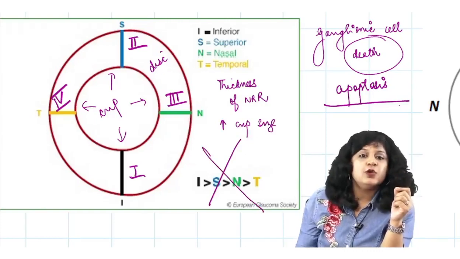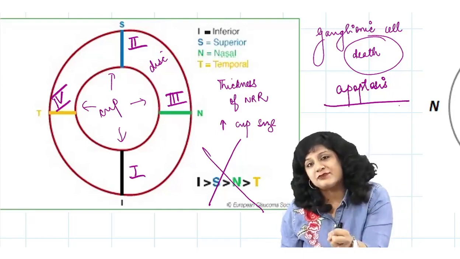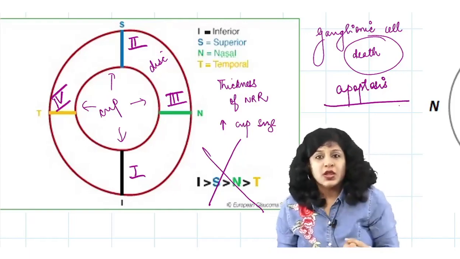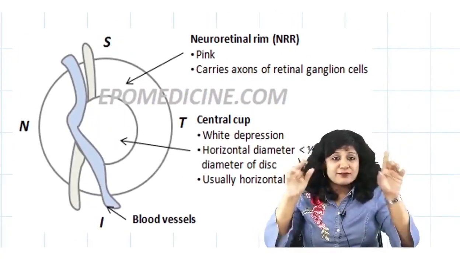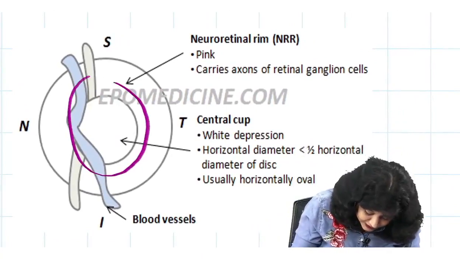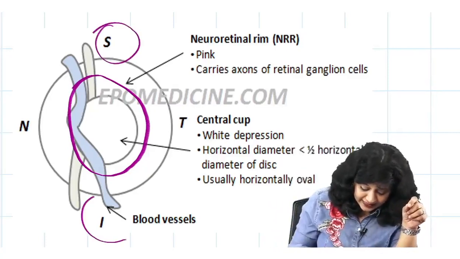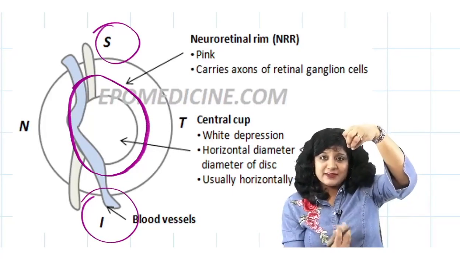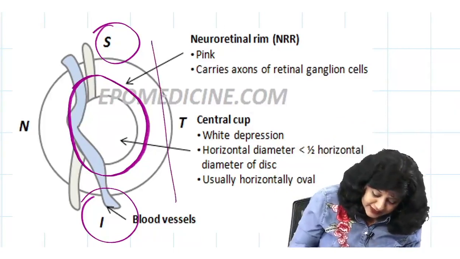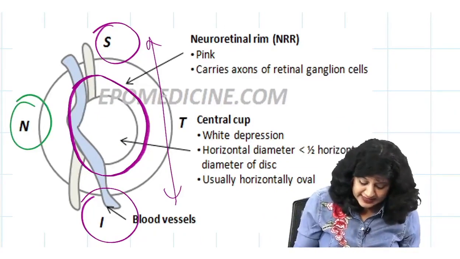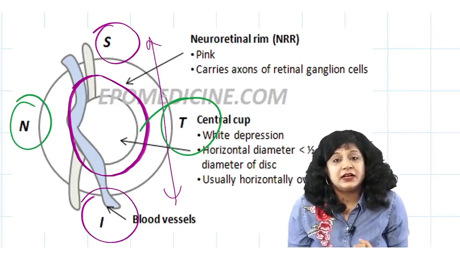So what happens when there is an increase in this cup size? Then it does not follow this ISNT rule. It does not say that because I have to maintain this rule, I will take fewer fibers from the inferior. No, it is actually not following the ISNT rule. Slowly and gradually we have a large cup and this cup is vertically oval. Why is it vertically oval? Because first there is a loss of superior and inferior fibers. Because superior and inferior fibers go first, you have first elongation of this cup in the vertical direction. Afterwards, when we have loss of the nasal and temporal fibers also, then this cup will also grow horizontally and therefore you will have a horizontally oval cup.